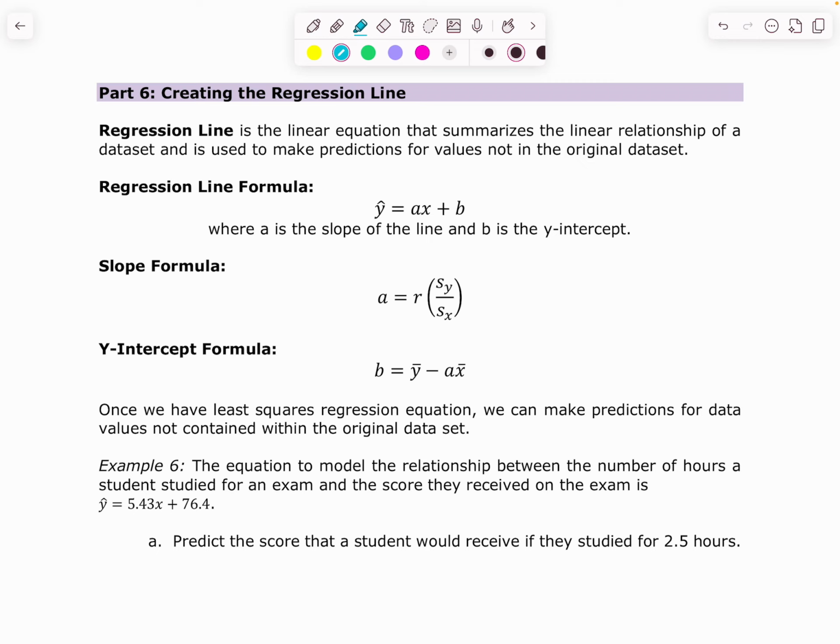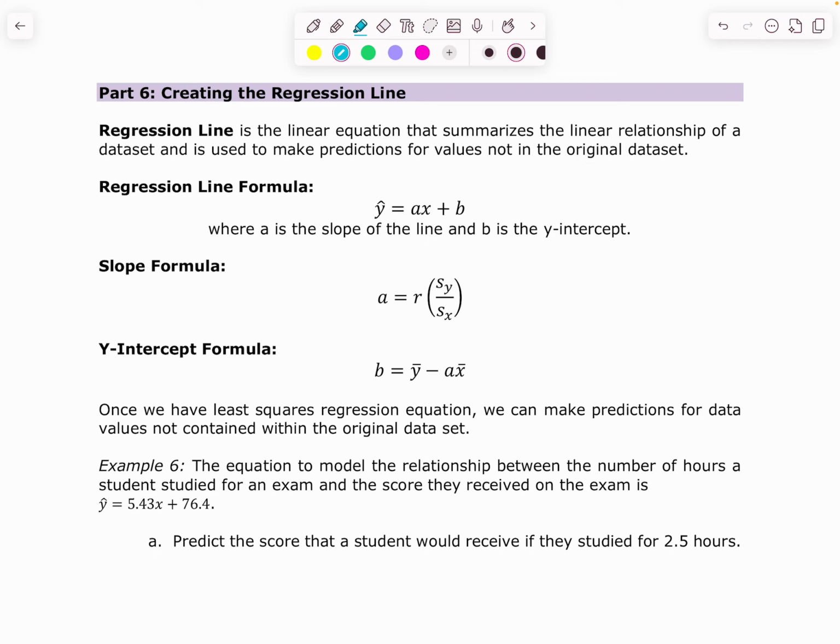Remember, the data set is going to most likely come from a sample, and it's not going to include all possible values. So we want to be able to come up with an equation that best fits the data and can be used to make predictions for values not included in that original data set.